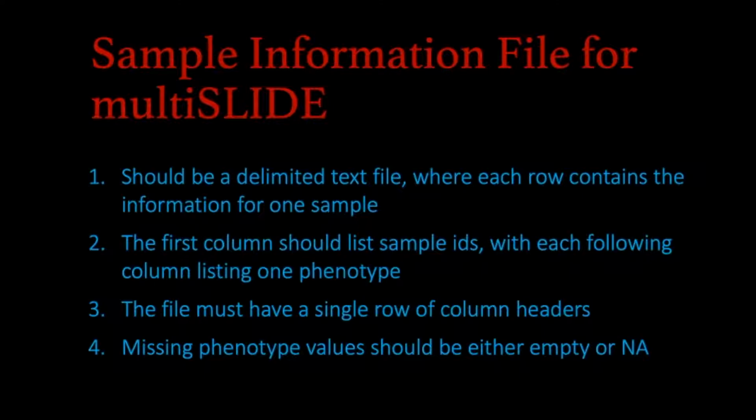First, it should be a delimited text file where each row contains the information for one sample. Second, the first column should list sample IDs with each following column listing one phenotype. And third, the file must have a single row of column headers. Sample information file can also have missing phenotype values. However, these values should be either empty or denoted NA.